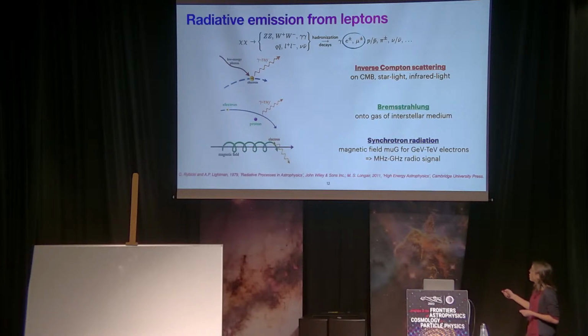Also, the synchrotron radiation is pretty important because, again, you do expect electrons from dark matter to radiate photons when traveling into the magnetic field of the galaxy. So for typically electrons at the GeV to TeV energies, you have photons in the radio band at megahertz to gigahertz.